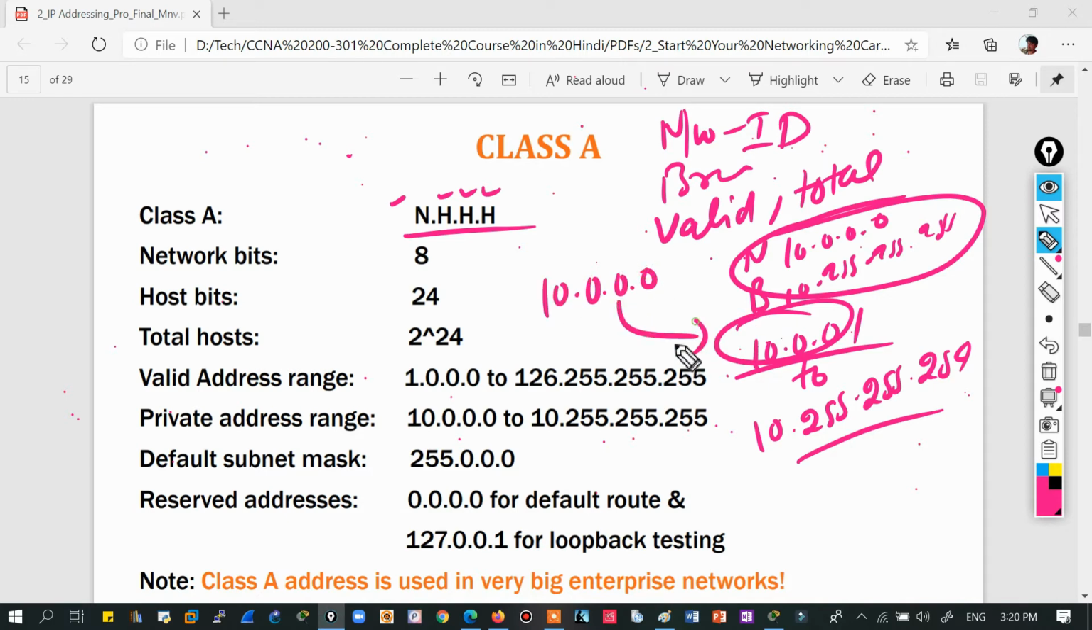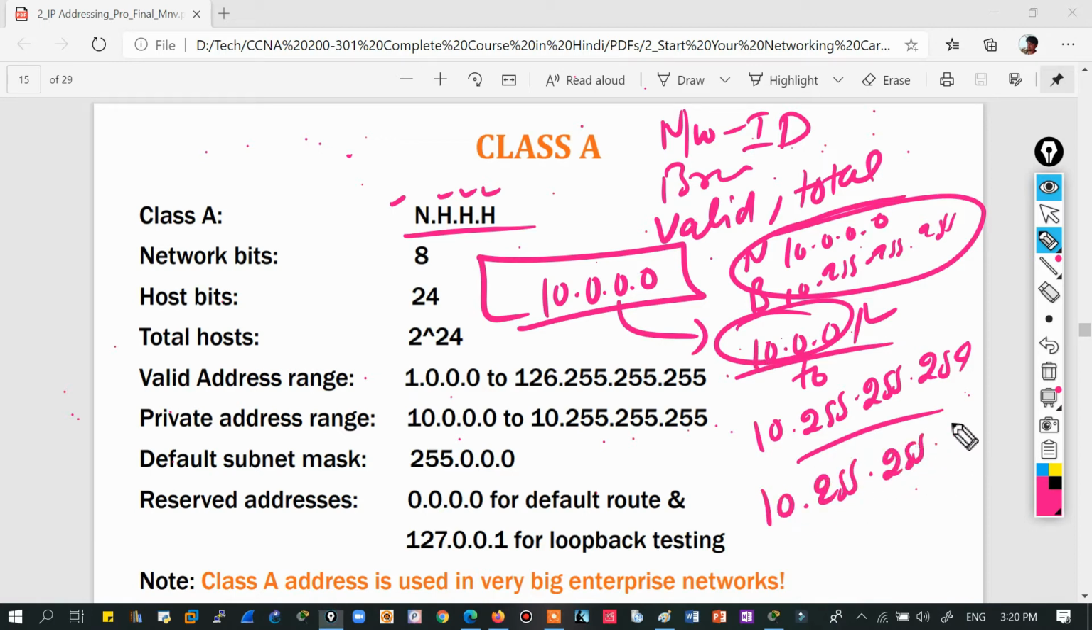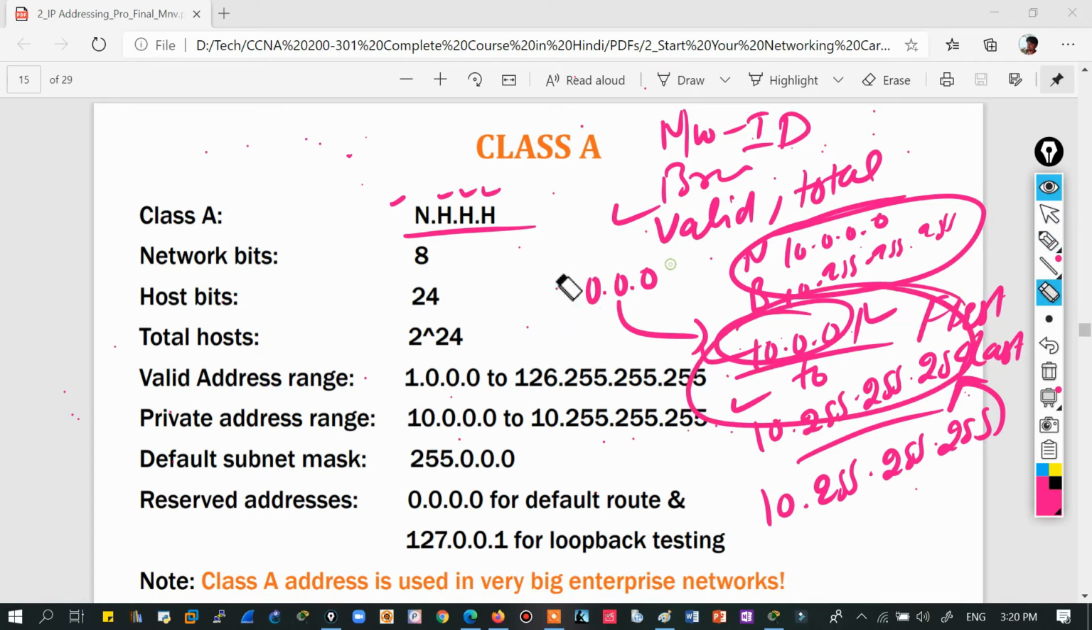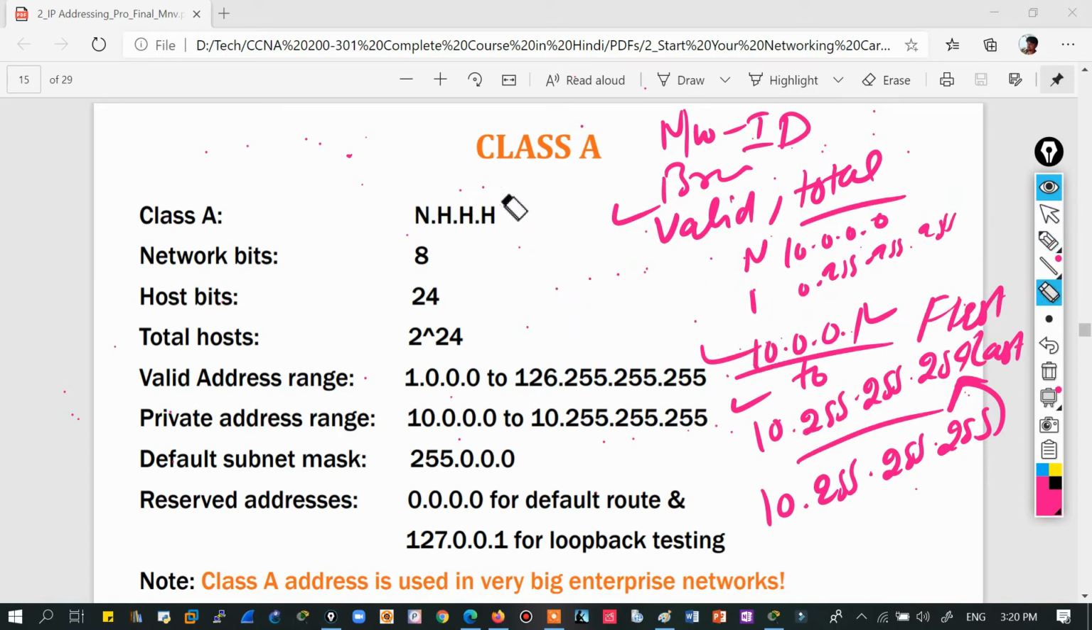So after that comes the first usable address, meaning this address can be used as a host address on any PC. And the address just before the broadcast address is your last usable address. So that is the first usable address and this is your last usable. From first usable to last usable, this is your valid range, meaning this range can be used on your end devices, your hosts in the network.